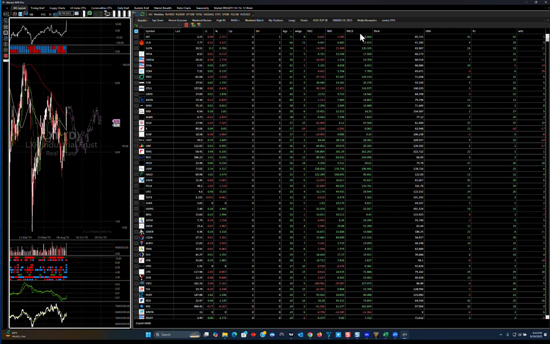FM2, FM5, and FM13 is my modified version of Alexander Elder's force index. And I use that for momentum. There's a 2-day EMA, a 5-day EMA, and a 13-day EMA on my modified force index.